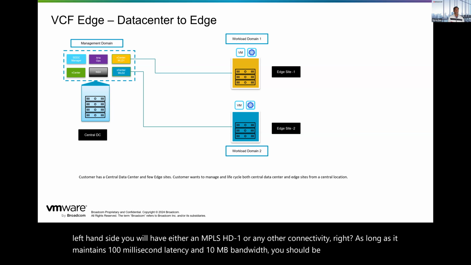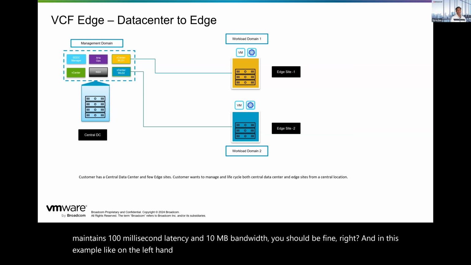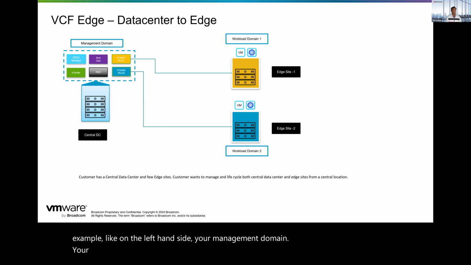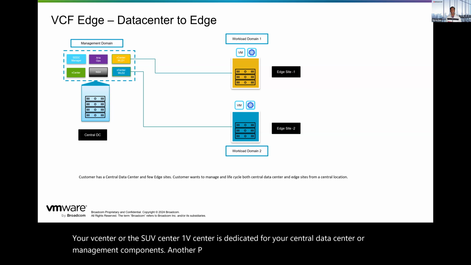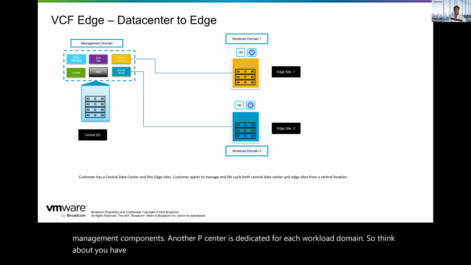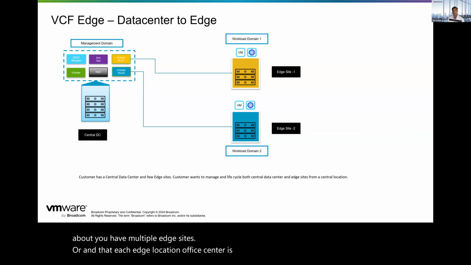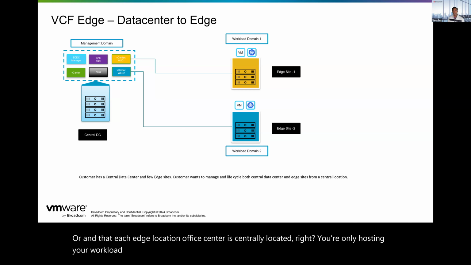And in this example, on the left-hand side, your management domain, there are two vCenters. One vCenter is dedicated to your central data center or management components. Another vCenter is dedicated to each workload domain. So think about you have multiple edge sites, and each edge location's vCenter is centrally located, right? You are only hosting your workload specific to your edge, that's on your workload domain 1 and 2, or multiple clusters you can do. That's a traditional way of deploying things, right?